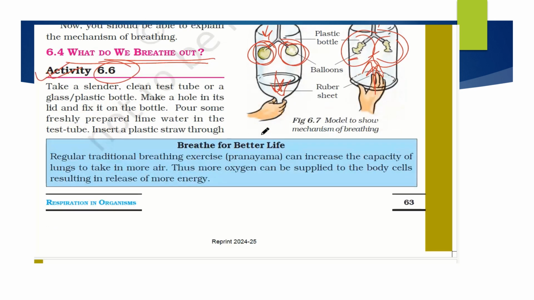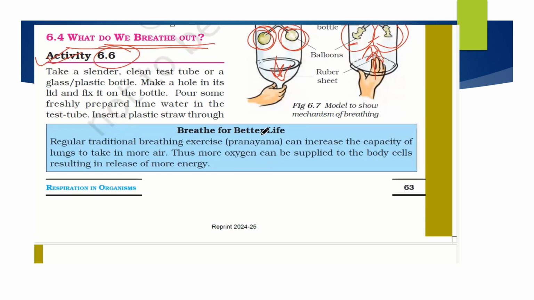So what do we breathe out? This we will do with the help of an activity. We will just prove this. Take a slender clean test tube or a glass or a plastic bottle, make a hole in its lid and fix it on the bottle.